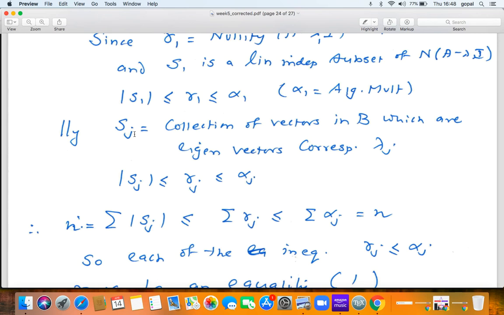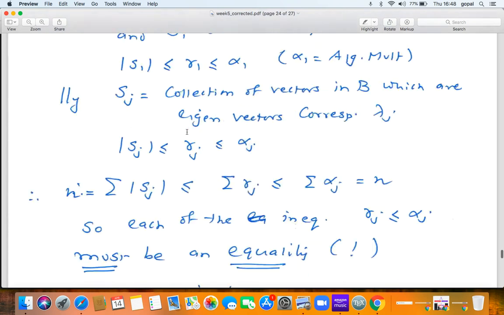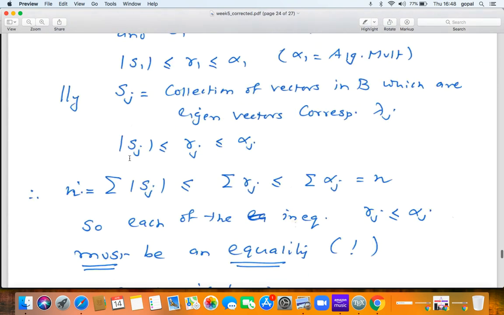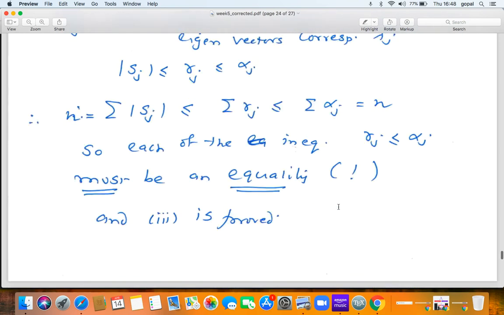Now the Sj are pairwise disjoint, and the total number of elements is going to be n. So I get this inequality. These middle inequalities must actually become equalities. So you see, gamma j is always less than or equal to alpha j, and the summation of gamma j happens to be equal to the summation of alpha j. That means that each gamma j must compulsively be equal to alpha j. So 3 is proved. So 1 implies 3 we have proved.